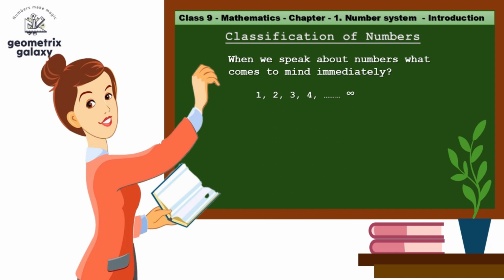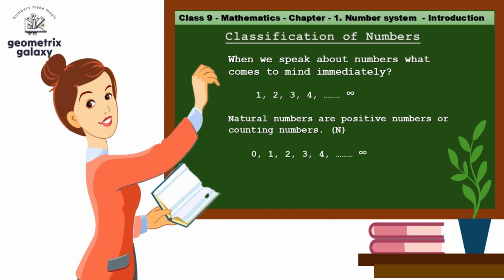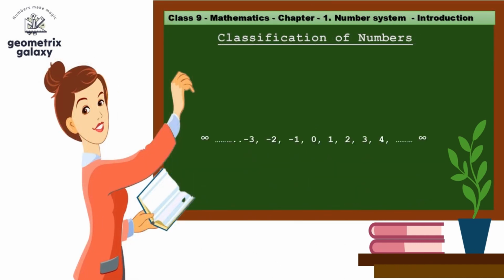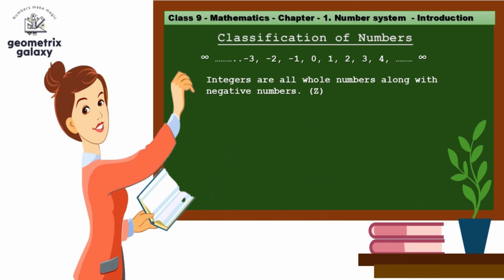1, 2, 3, etc. Counting objects is how we initially come into contact with numbers. It is the initial step in learning how to do maths with numbers. We call them natural numbers or counting numbers. If we include 0 with natural numbers, then it is a whole number. If the negative numbers are included with whole numbers, they become integers. So integers are all positive and negative numbers along with 0.